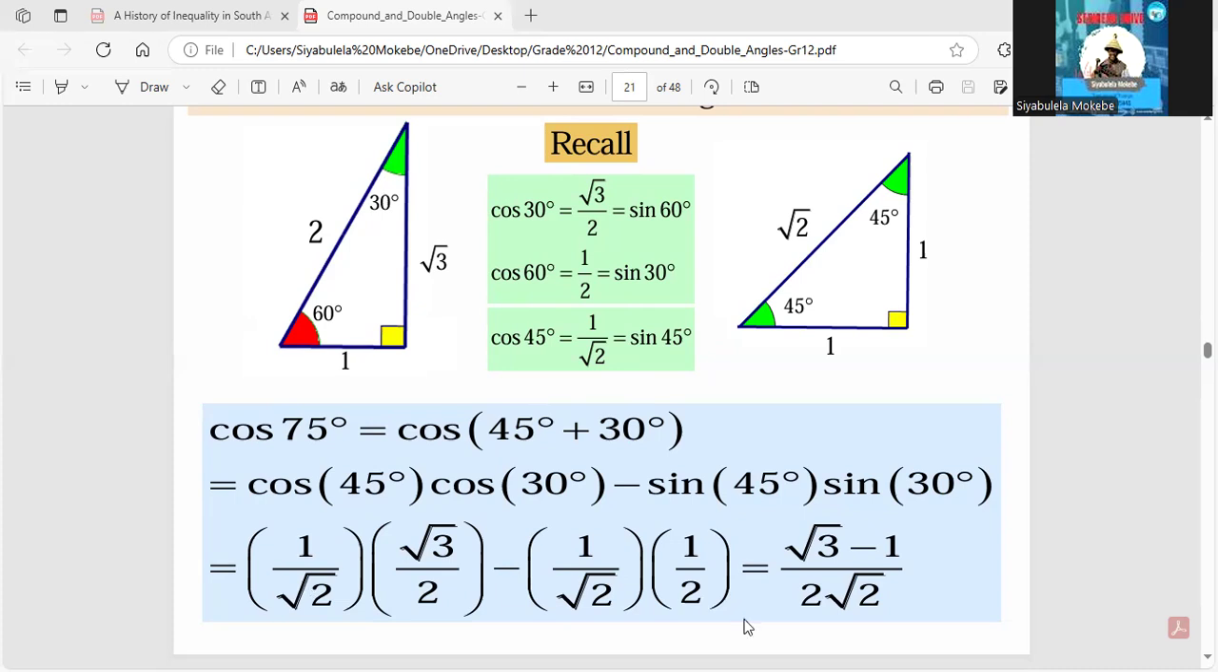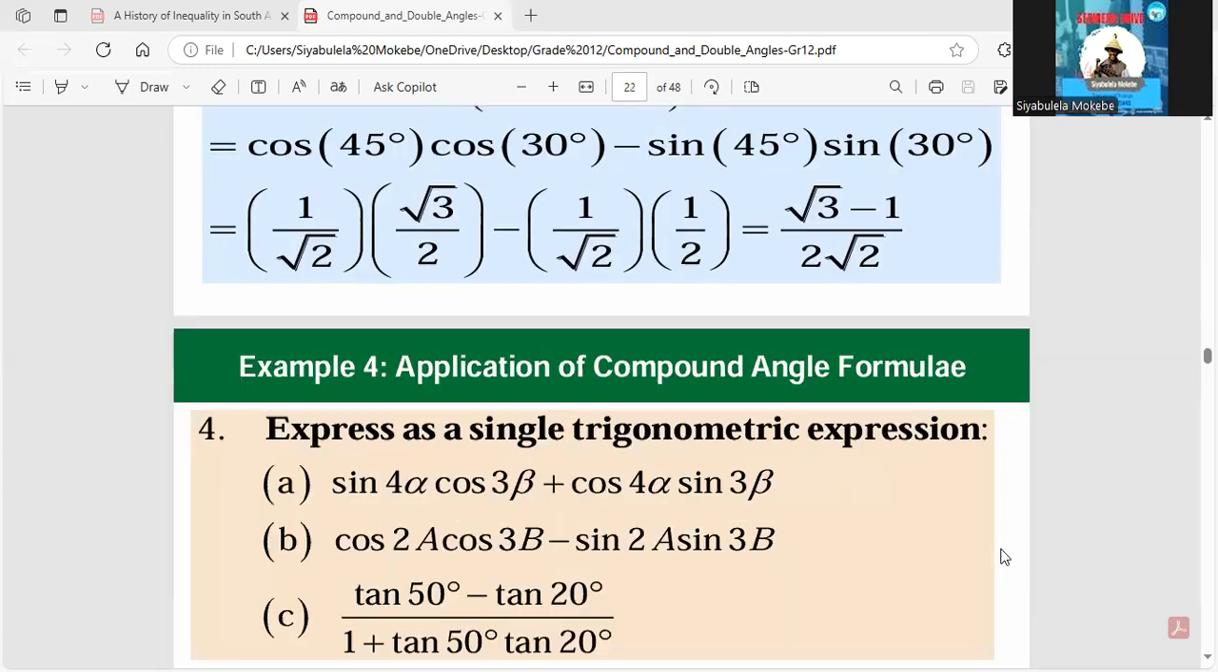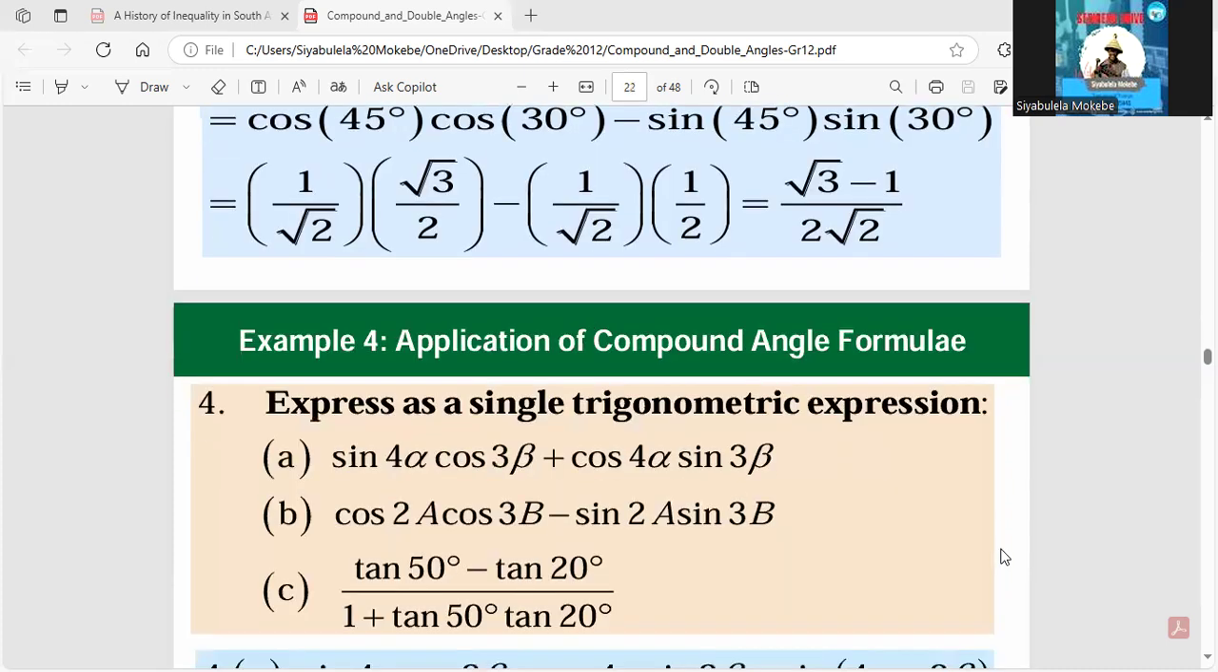If you do that, then notice that your denominators are going to be the same. Then you just subtract your numerators. So you get root 3 minus 1 over 2 root 2.